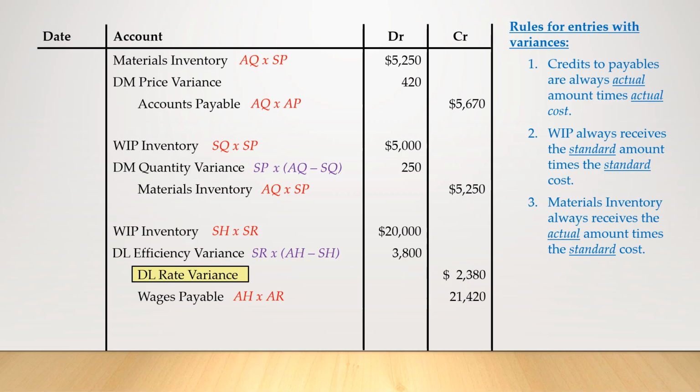For the direct labor rate variance, look at the direct materials price variance. This variance multiplies the actual quantity by the difference in price. Therefore, the direct labor rate variance will also be the actual quantity times the difference in price. Just substitute hours for quantity and rate for price.